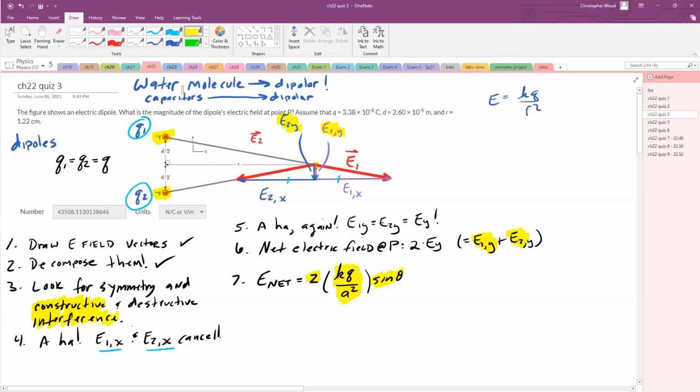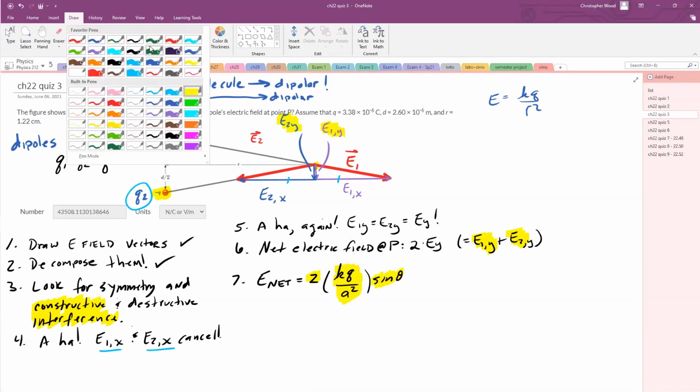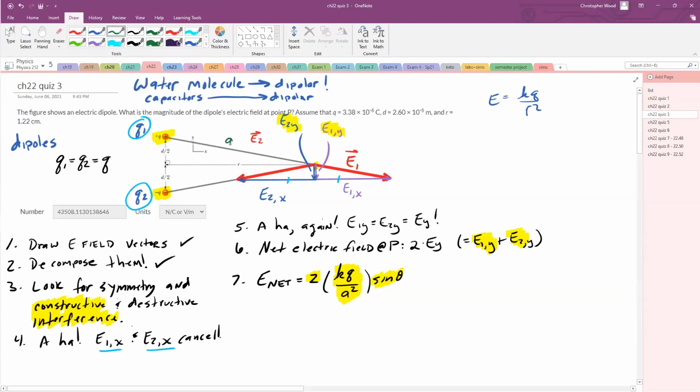All right, so let's talk about what that A dimension is. Here's dimension A right here. Let's do geometry and dimensions. You can see that distance A, the distance between the source charge and probe, is going to be A squared equals R squared plus D over 2 squared. Done. Actually, let's do numbers on this now and just store it.